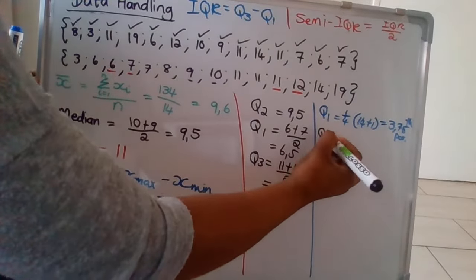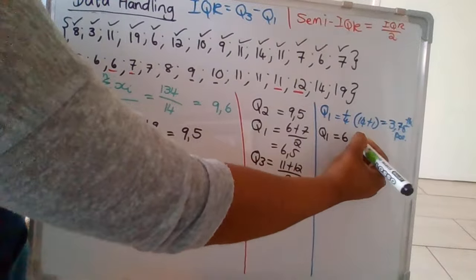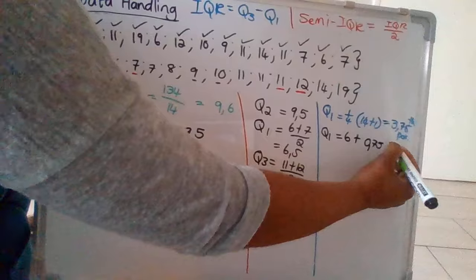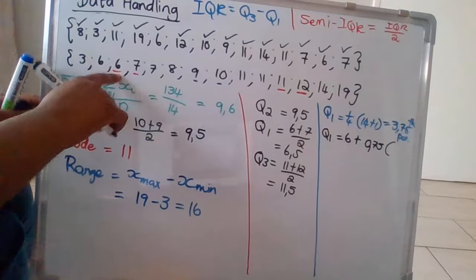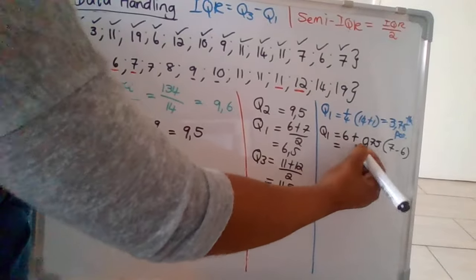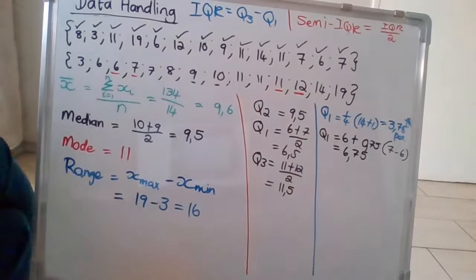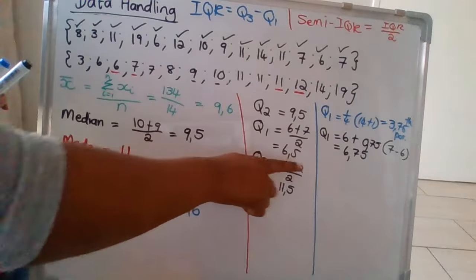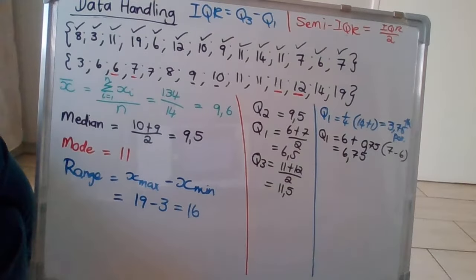And when I calculate Q1 now, I say Q1 is equal to the value in my third position, plus, when I subtract 3 from there, I'm left with 0.75 times the difference between the fourth value and the third value, which is 7 minus 6, and therefore my lower quartile is actually 6.75. Notice that the values do vary, but both methods are actually correct.